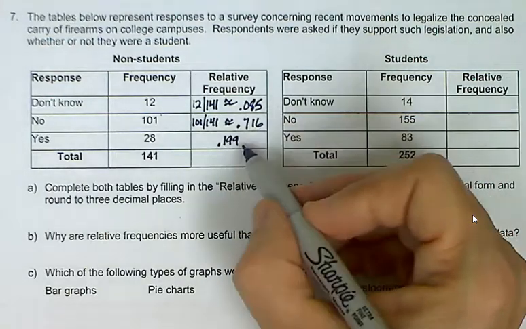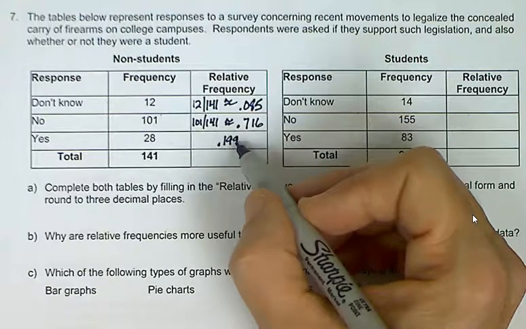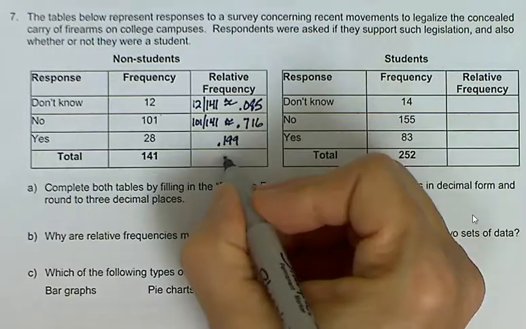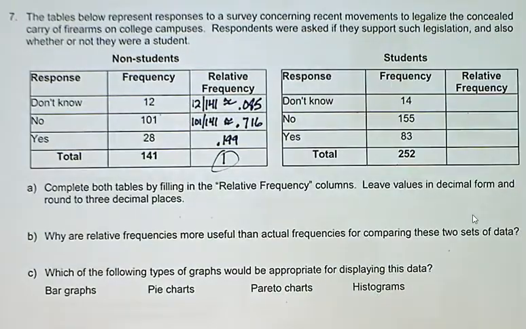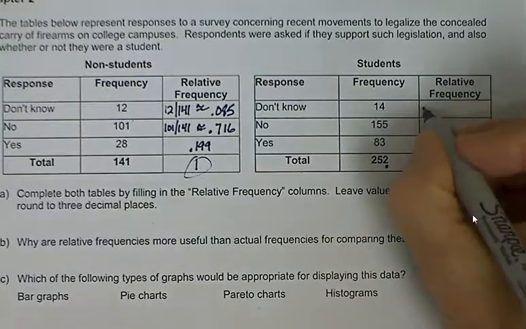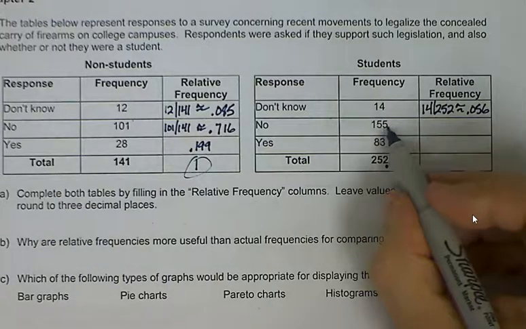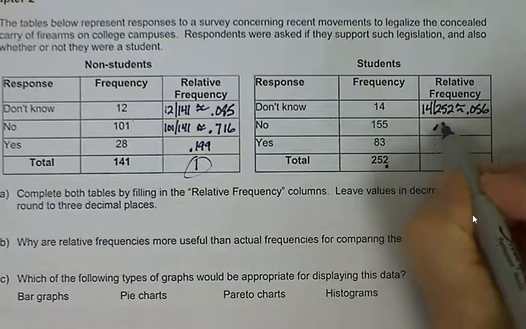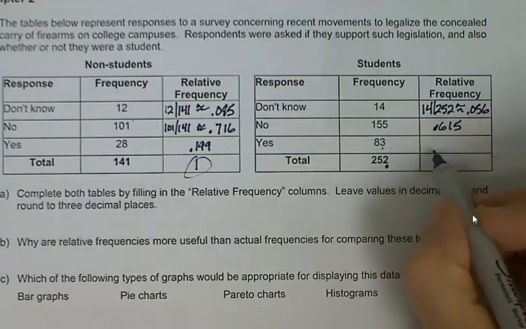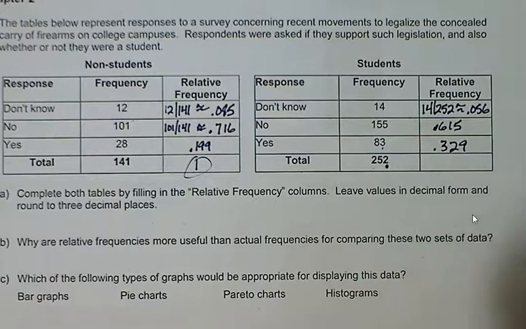If we want to check our answers to these, we can add the 3 together, and they should come out either to be exactly 1 or to be very close to 1. In this case, if you add these 3 numbers, you do get exactly 1. So this is just a way to check your answers. We can do the same thing for this one. This has a different total, so this time we're going to divide by 252 for each one. If we divide 155 by 252, we get 0.615, and if we divide 83 by 252, we get 0.329. Again, we can check by adding these 3 together. This time they turn out to be exactly 1.